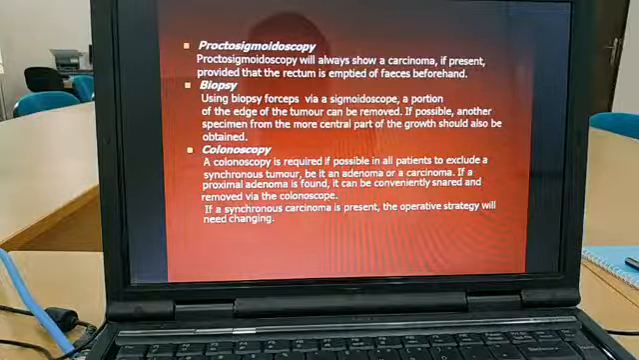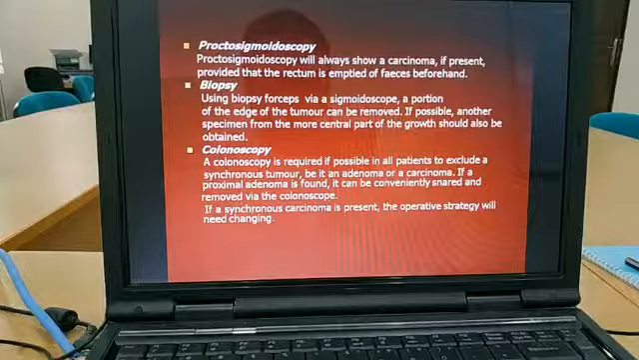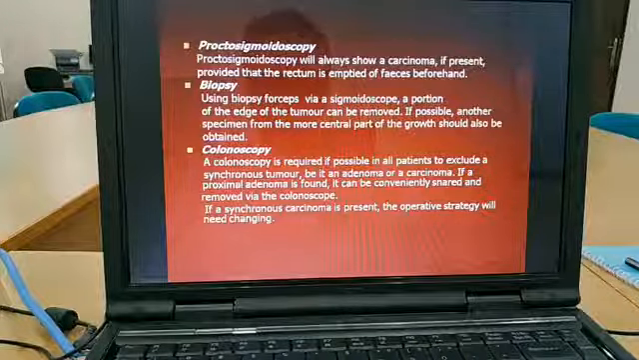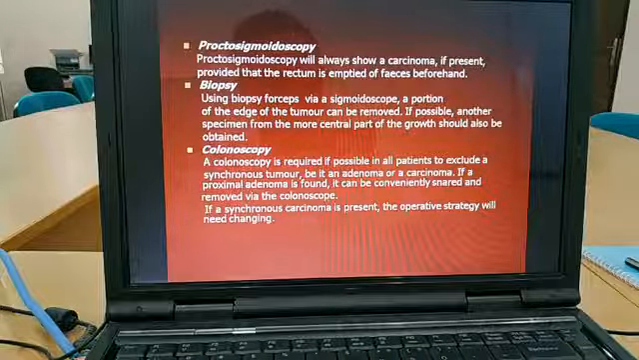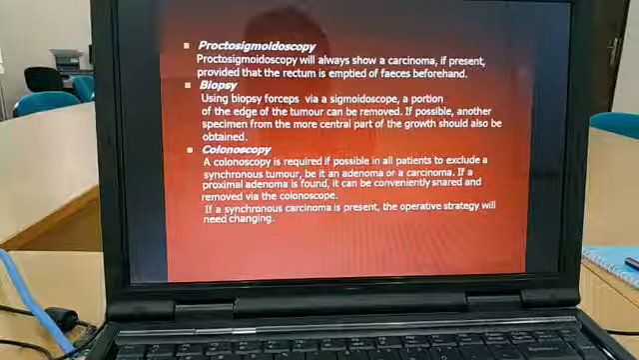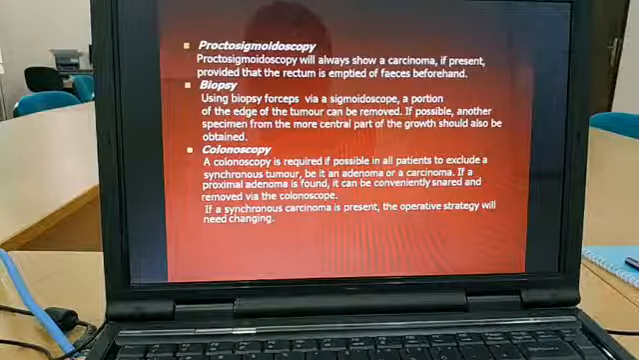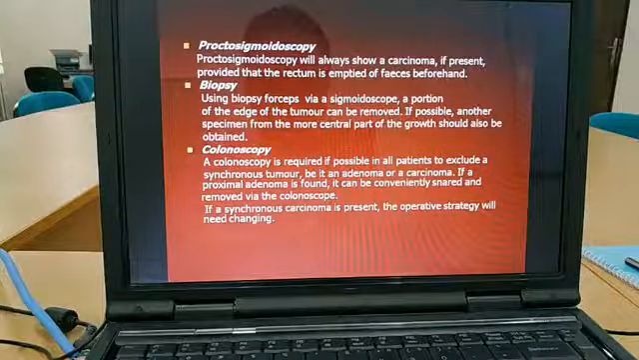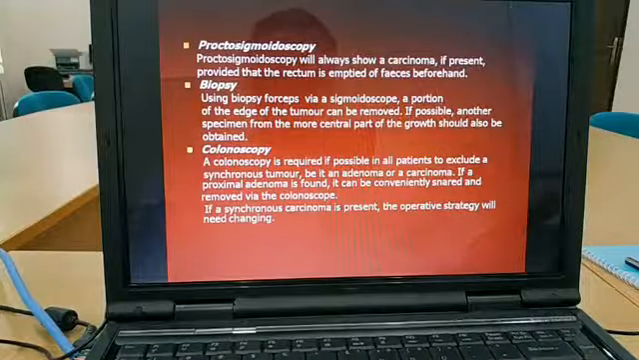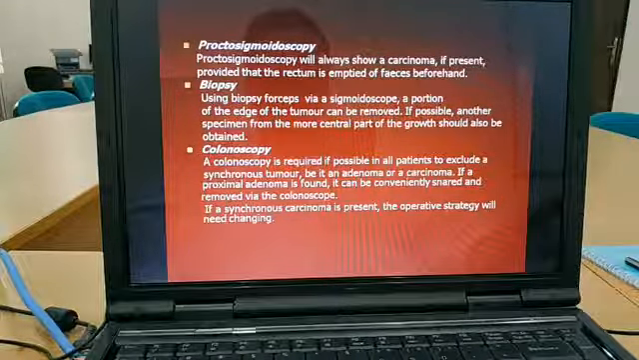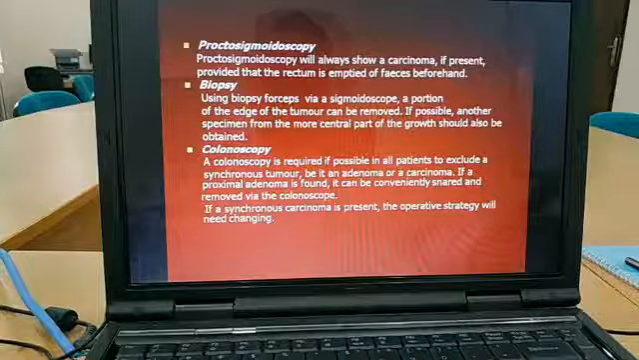If you are asked in the examinations why you would like to do a colonoscopy, then you will have to say, sir, I will look for a synchronous carcinoma if present. What will be the consequence of finding a synchronous carcinoma? If we find a synchronous carcinoma, then the treatment strategy, especially the operative treatment strategy, might be changing.